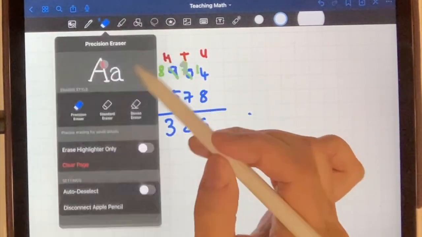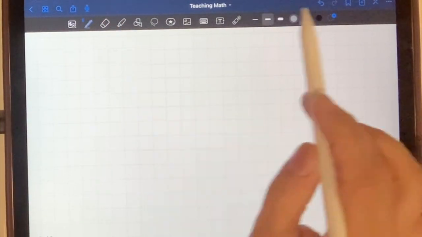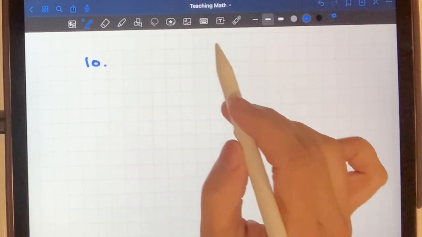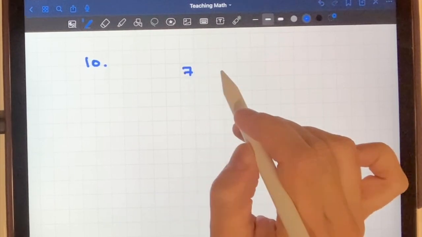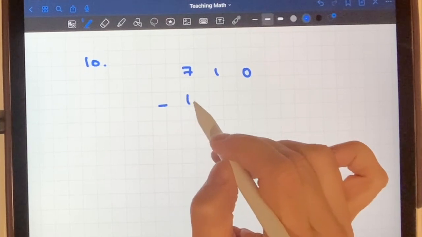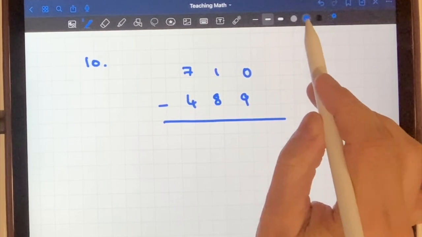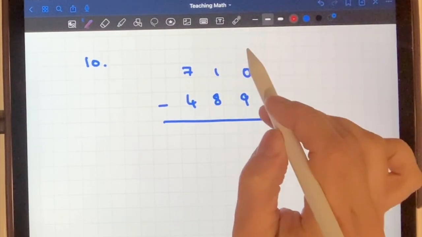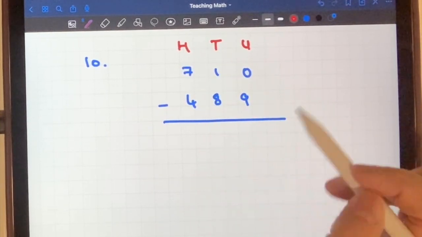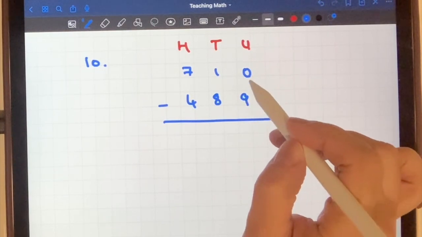Actually, I'm just going to clear the page. Alright, so I think we are on example number 10. So we've got 710 minus 489, and let's put these in units, tens, hundreds. Okay, so I can't say 0 minus 9, so I need to borrow.